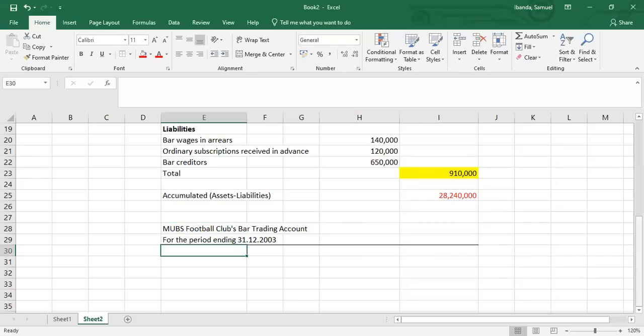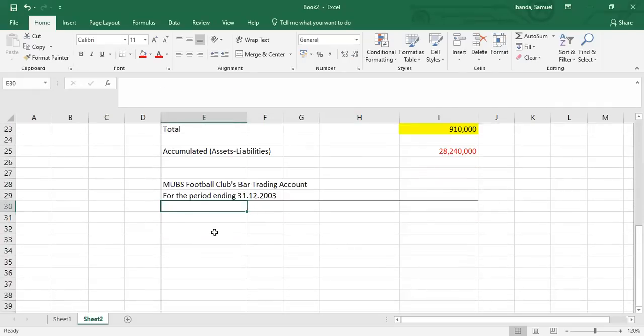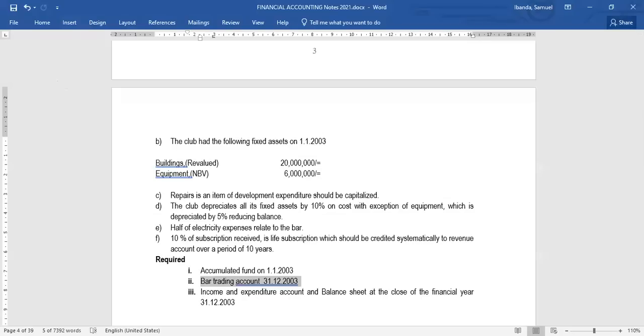So that is what we have. Okay. So since it's a bar trading account, we shall start looking at things to do with sales. Because we want to look at revenue and then expenses. So ours is to do the bar sales. And how do we get the bar sales? Is to go back to our question and see where are the bar sales.